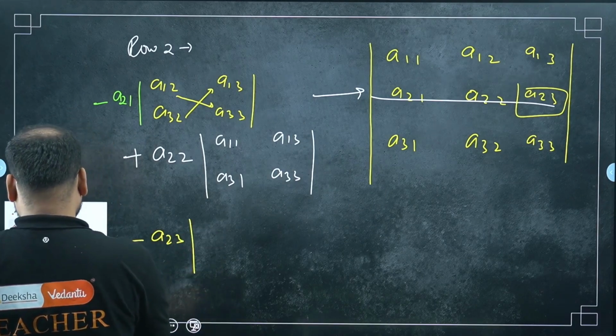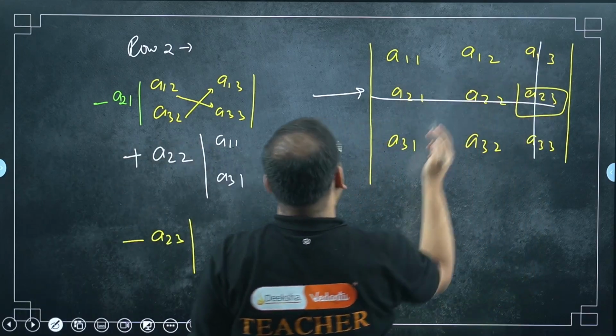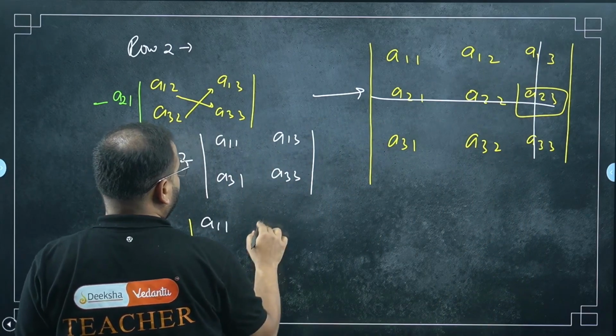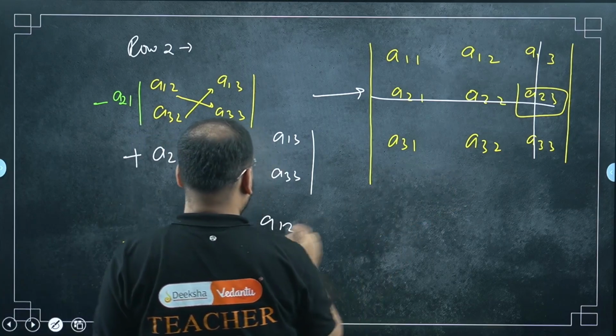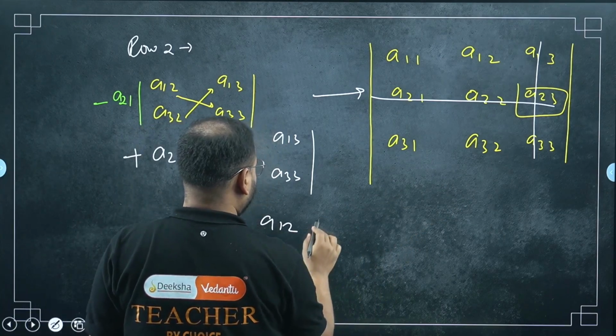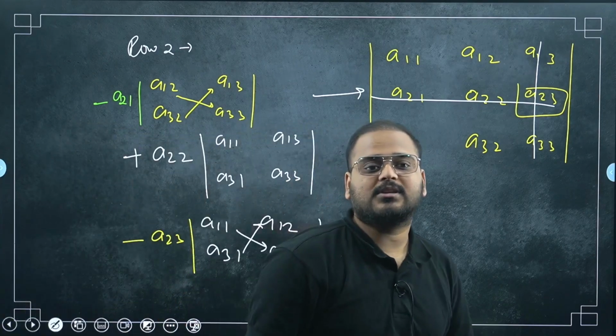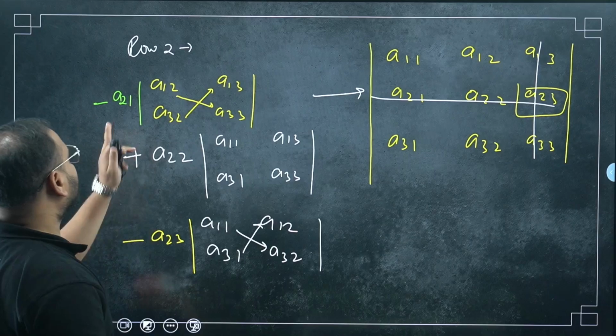Now what is left? See the cancellation part. This is cancelled now, so what is left? A11, A12, A31, A32. How will you solve this? This into this minus this into this. I hope you understand. This is when you're trying to do across row 2.